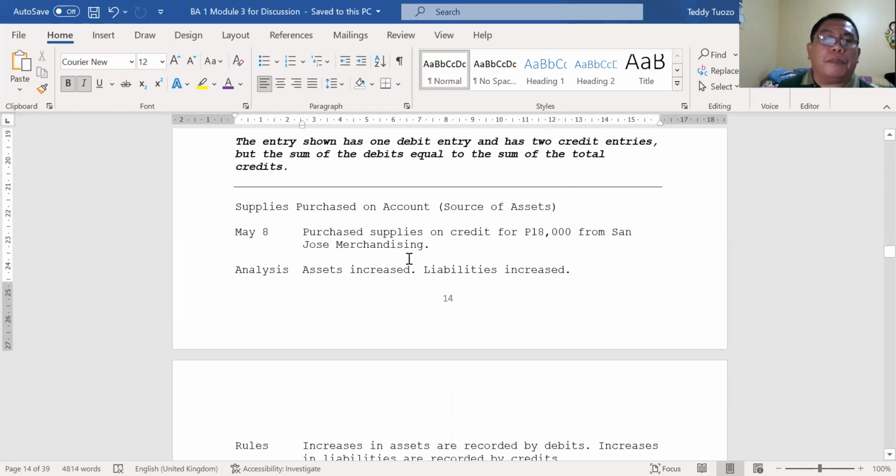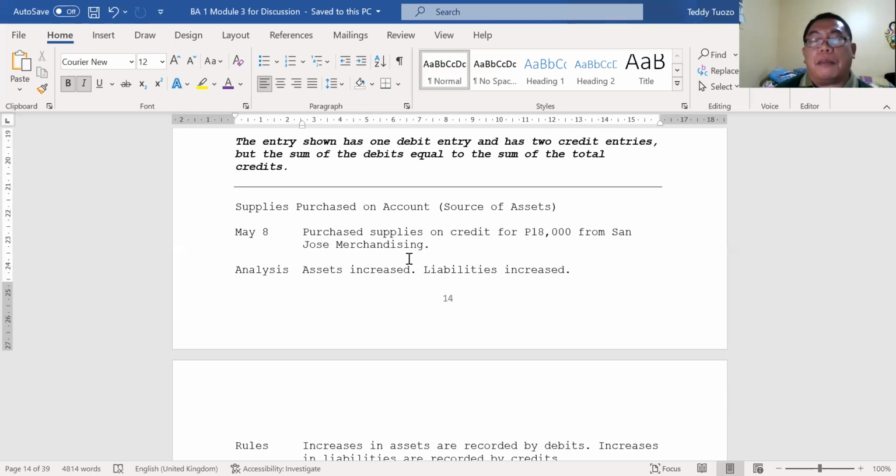On May 8, purchase supplies on credit for 18,000 from San Jose Merchandising. So what is the value received here? The debit entry, supplies, right? And the value parted with is the credit, the debt. So the value parted with is the accounts payable account.